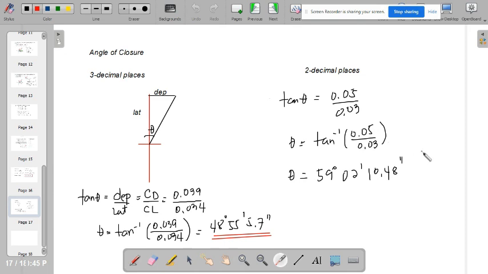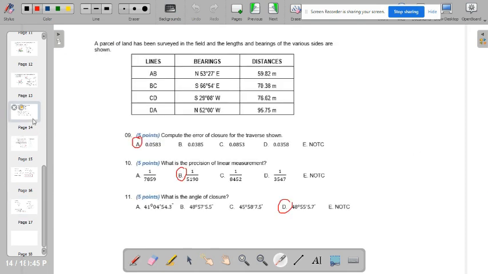Alright. So, let's see ano ba yung nabilog natin. Okay. So, these are the answers for the situation 4.